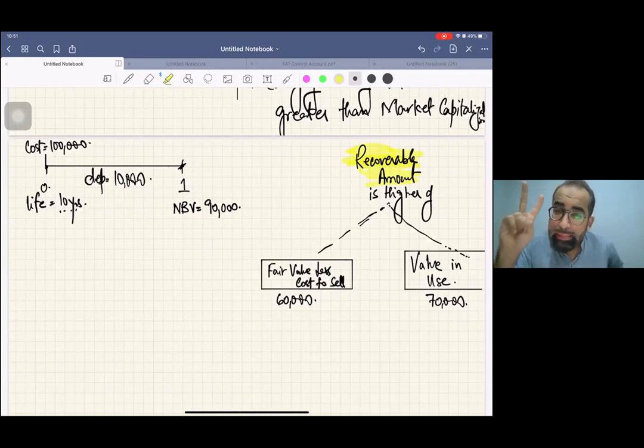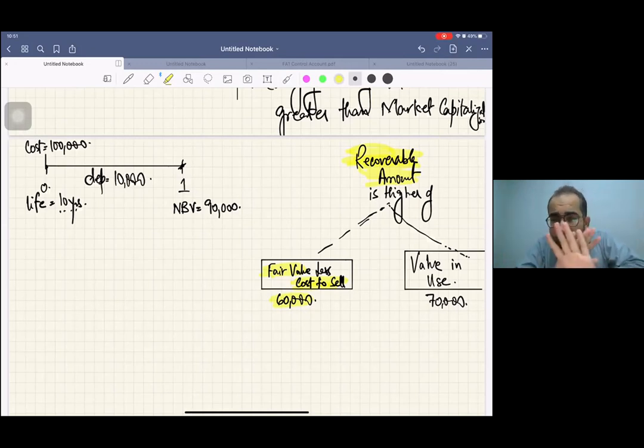Now there are two types of benefit which we can obtain from that asset. First of all, we can sell it immediately. If we sell it, we'll get fair value less cost to sell. For example, we can sell the asset for 62,000, but there is a cost to sell of 2,000 that will be incurred. So the net benefit we'll be getting is 60,000, right? So the first benefit, by selling it immediately, is fair value less cost to sell.